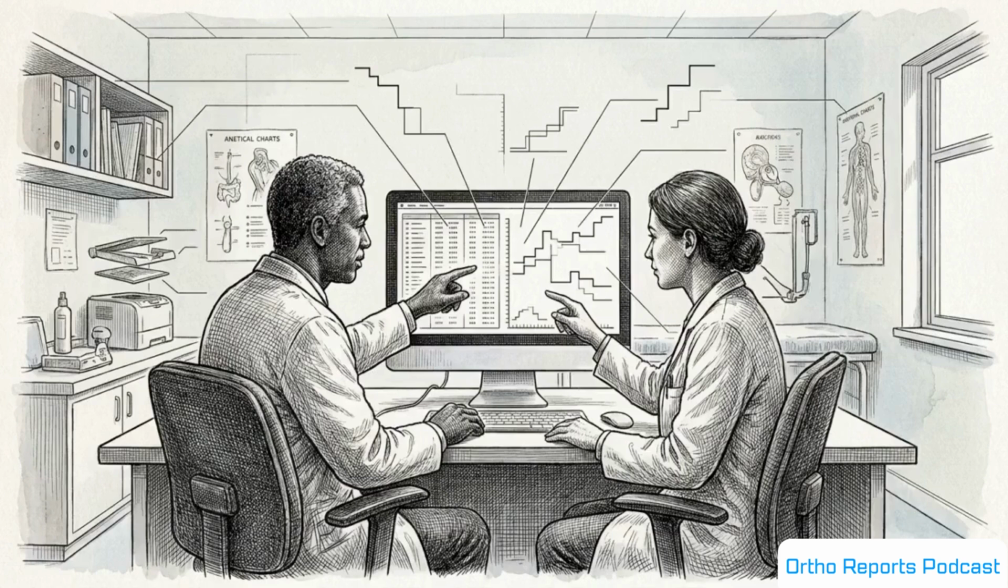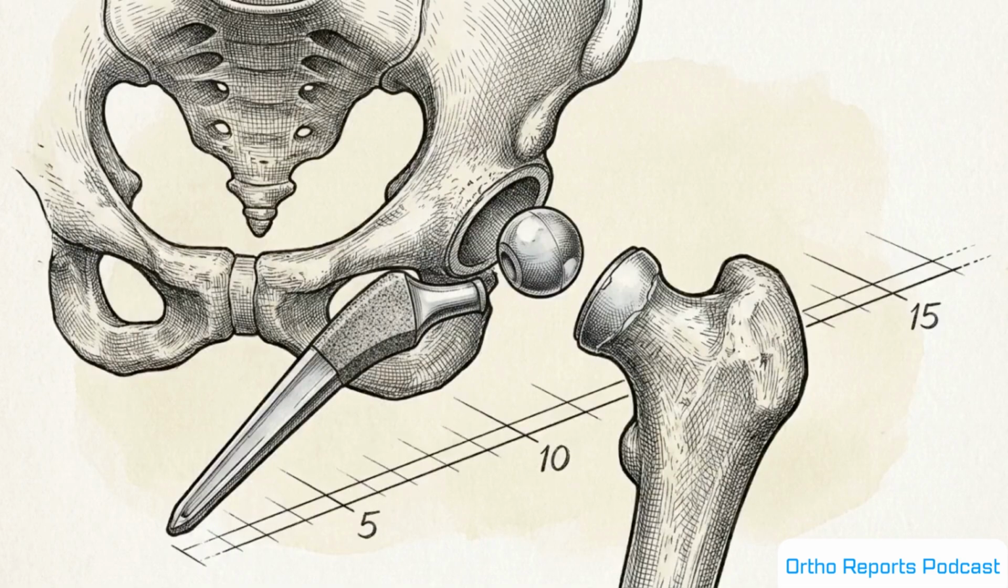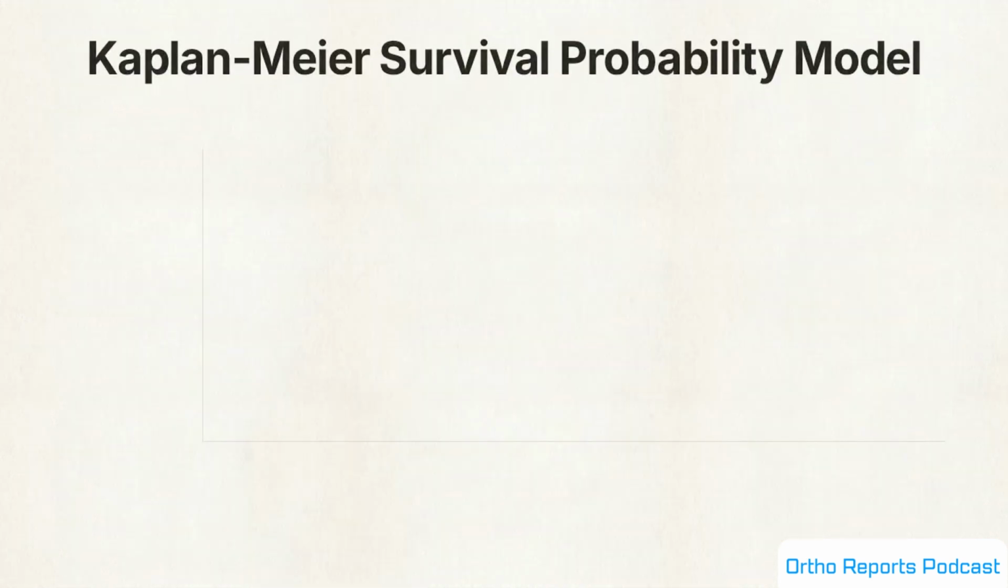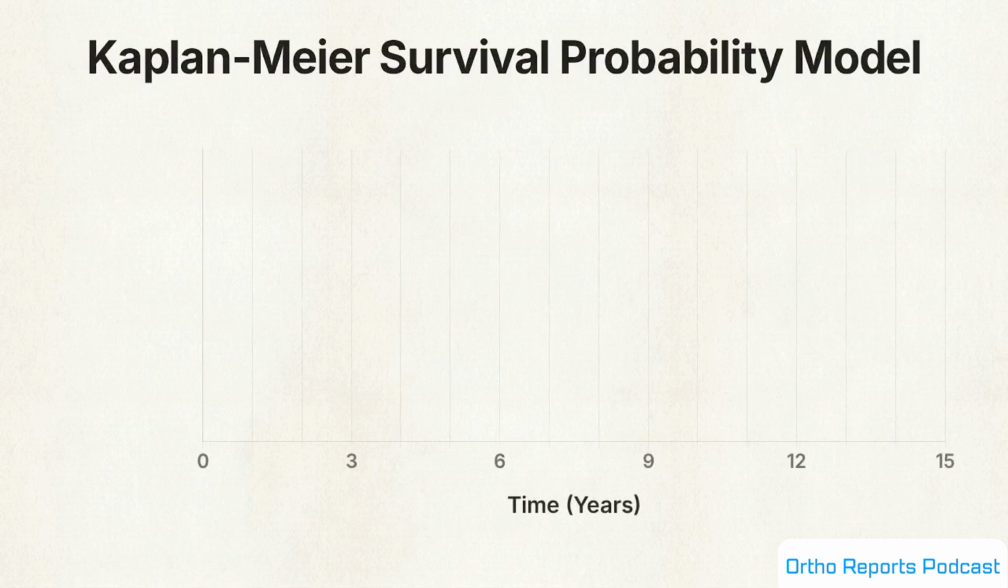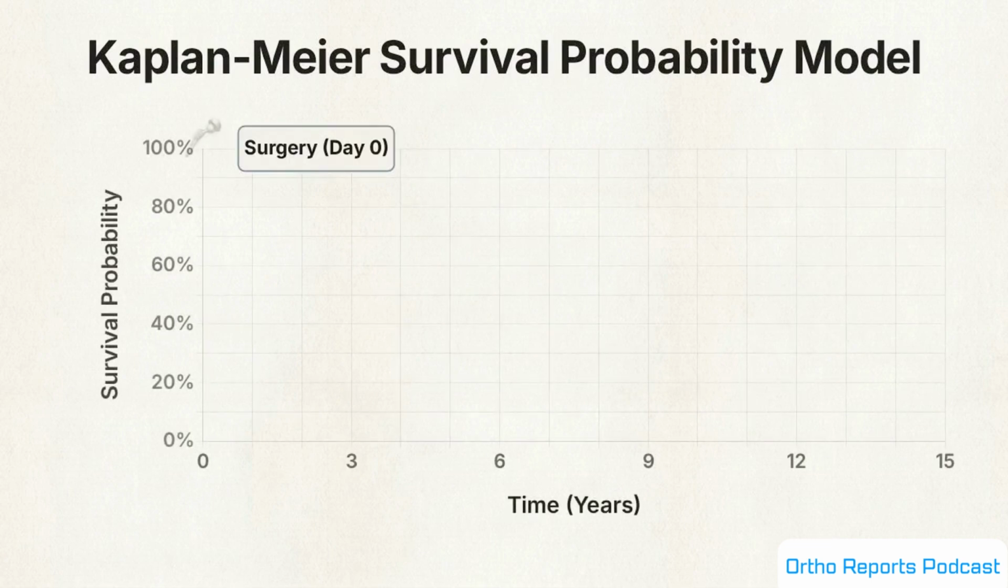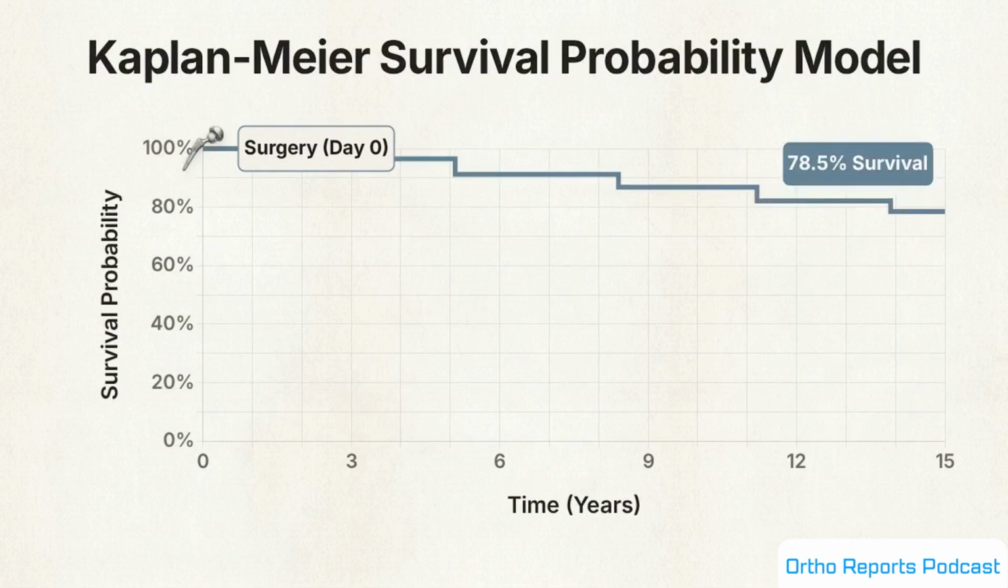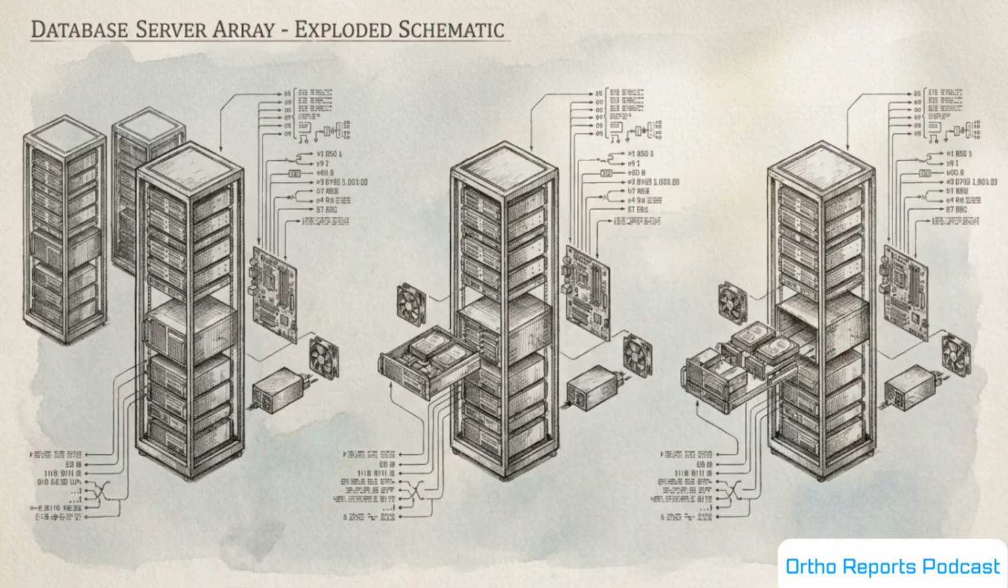To make these predictions, clinical researchers first need a reliable method to calculate an implant's probability of surviving year after year without complication. This graph illustrates the Kaplan-Meier estimator. It is a non-parametric mathematical tool that plots time across the x-axis against the precise probability of survival on the y-axis. We can apply this to real clinical data.